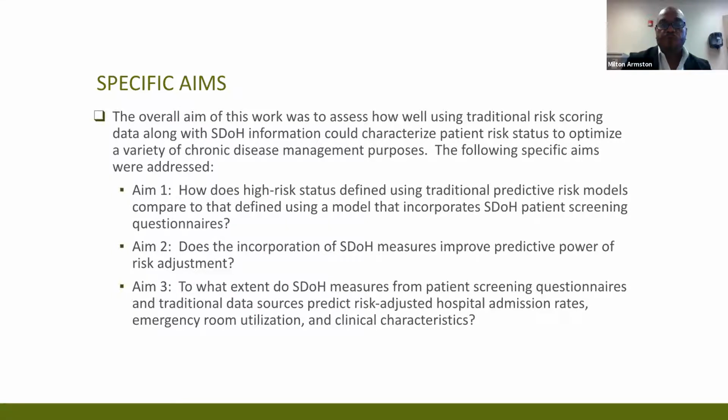The second aim was, does the incorporation of social determinants of health improve predictive power of risk adjustment? The third aim, to what extent do social determinant of health measures from patient screening questionnaires and traditional data sources predict risk-adjusted hospital admission rates, emergency room utilizations, and clinical characteristics? So the different disease states that a person could be in. Next slide.